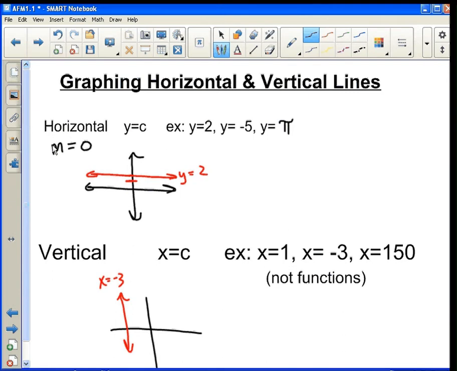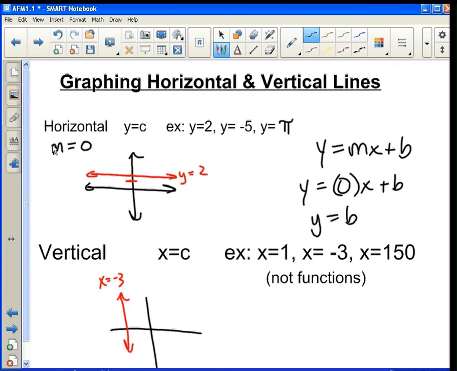So think about the equation y equals mx plus b. If you plug in 0 for m, our slope, you just get y equals b, and b is a number. It's the y-intercept. So y equals b, y equals c, both mean y equals a number. So whenever you get y equals a number, it's a horizontal line.